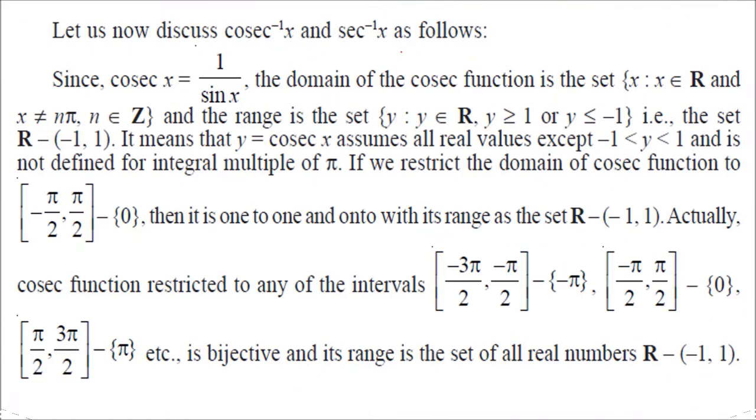Cosec inverse, sec inverse. Cosec inverse we'll see first. Cosec is nothing but 1 by sin x. So when we discuss cosec x, this is 1 by sin x. That means we don't want anything in the denominator to be 0. So the domain of the cosec x function will be all real values of x, except any value which makes sin x 0. The values of x which make sin x 0 are n pi. So we don't take them.